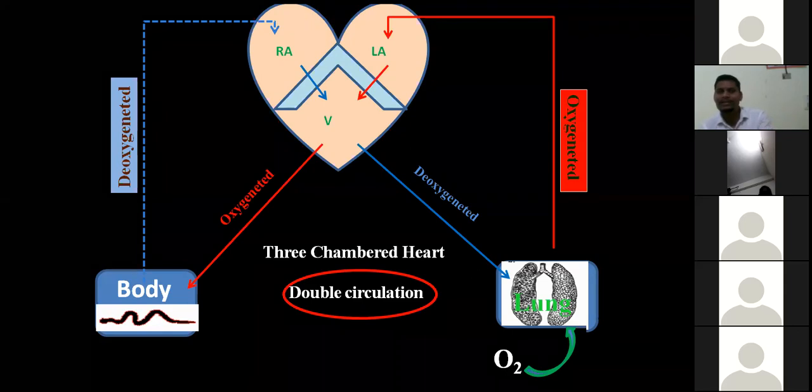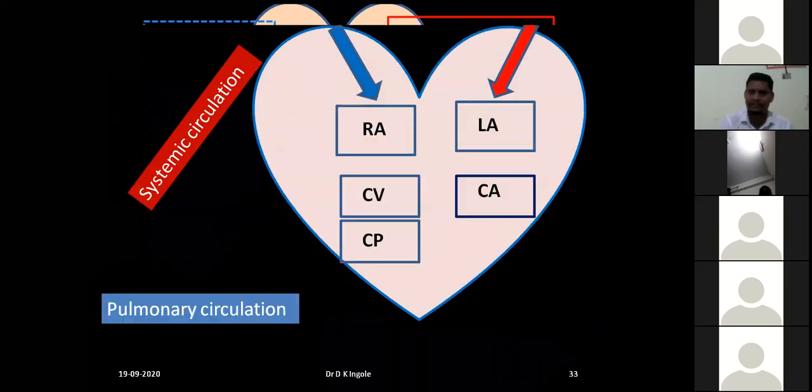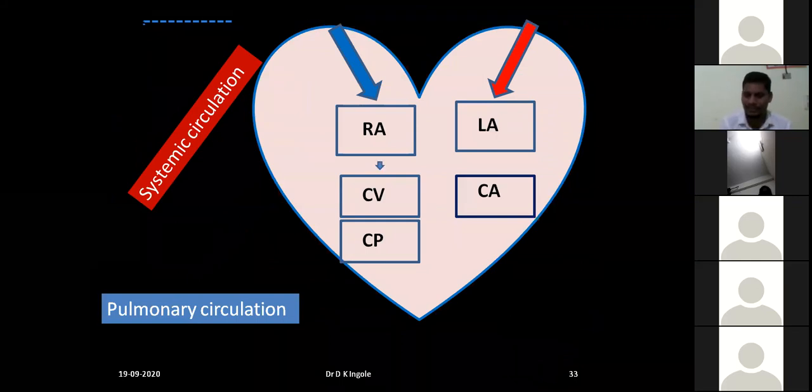Now let us see how it manages a single ventricle. This single ventricle will act as a double ventricle without mixing the oxygenated and deoxygenated blood. How does it work? Let us see in the next slide. See, this is the heart. One is systemic circulation, one is pulmonary circulation.